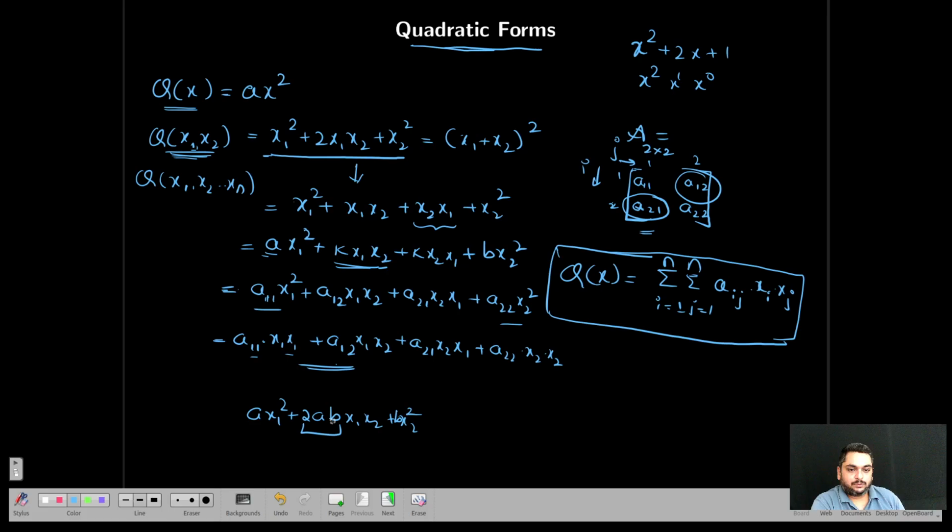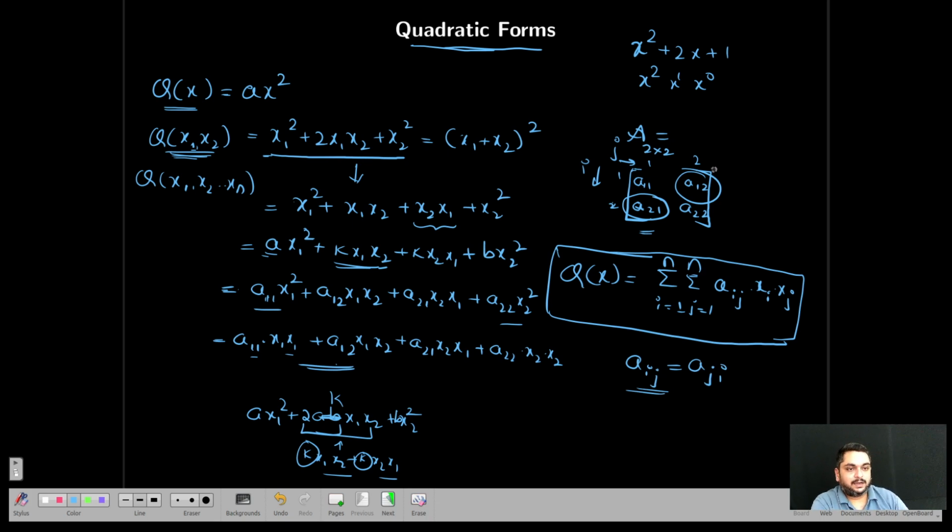Now 2ab means what? Or let us say 2k. ab is 2k. Now I split this into k x1 x2 plus k x2 x1, right? This 2k means that this k value will be in the matrix at positions 1 comma 2 and 2 comma 1, which are the same. So that means a of ij will always be equal to a of ji.